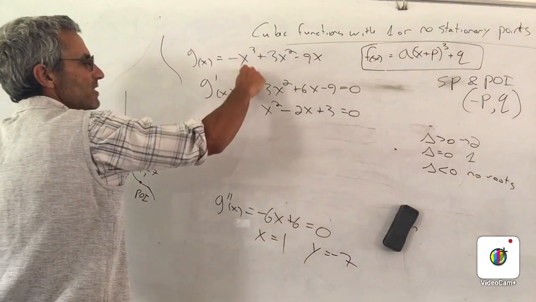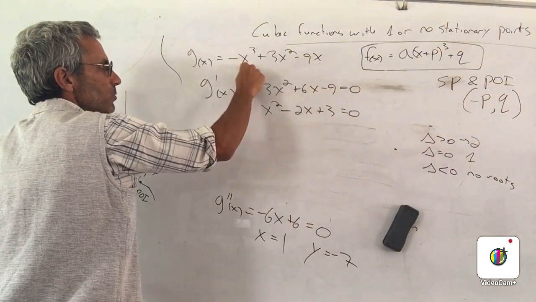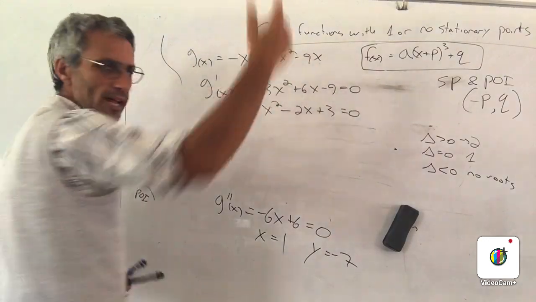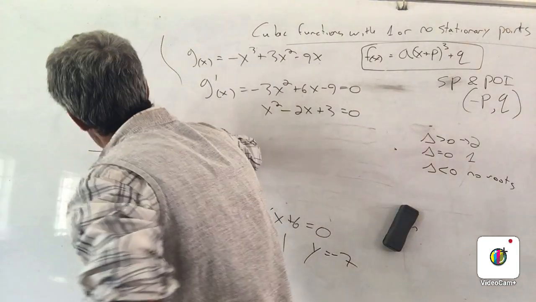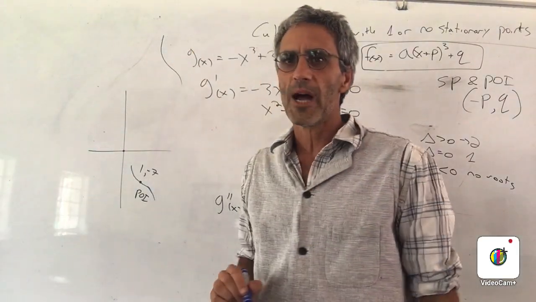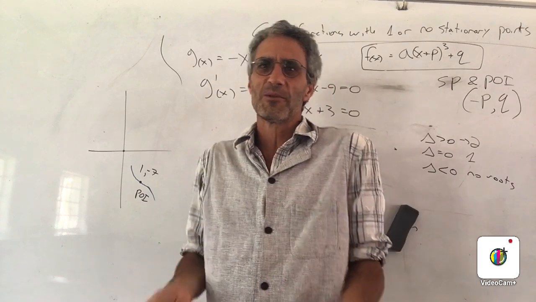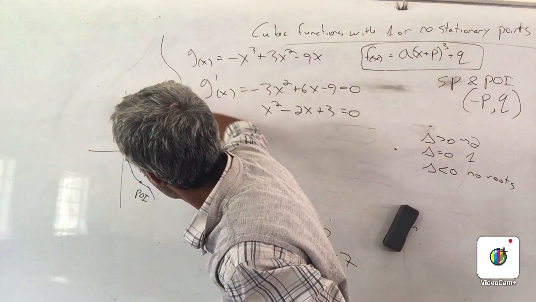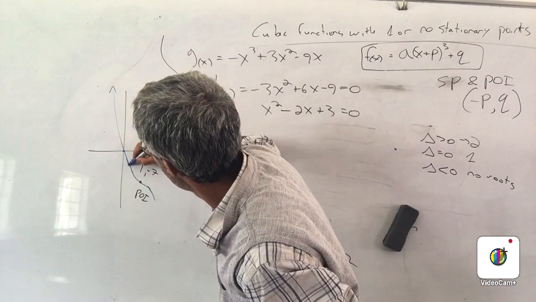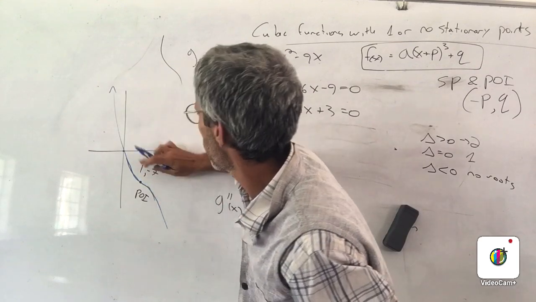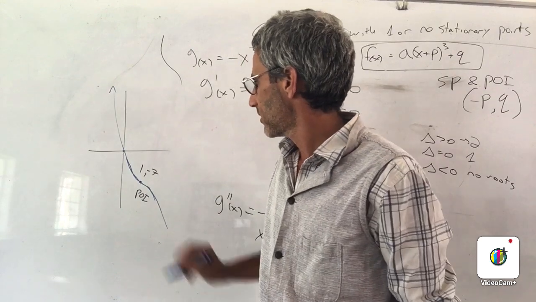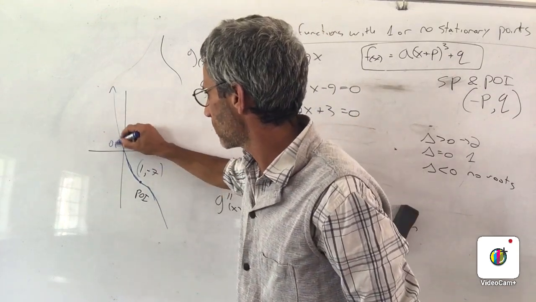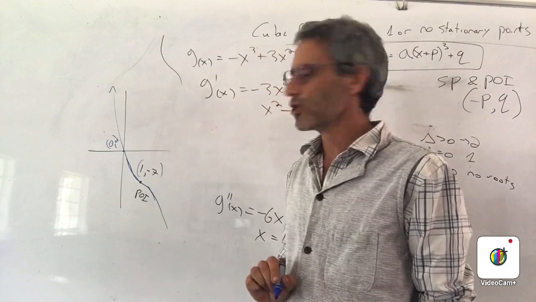I just sub x equal to 0. If I sub x equal to 0, I'm getting 0. So what do you know? (0, 0) is my y-intercept. But if it's my y-intercept, it's also the x-intercept. In other words, this graph crosses here. And that's what it looks like. I recognize that I have (0, 0) and the point of inflection.